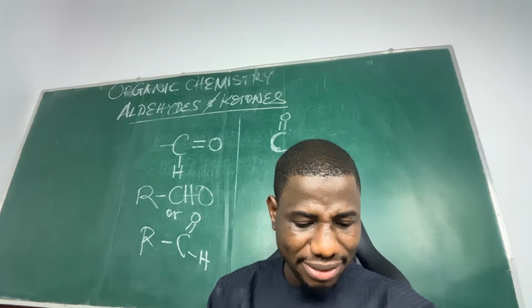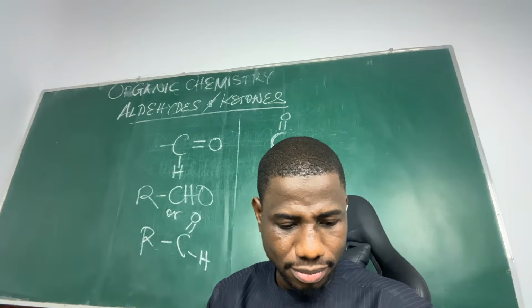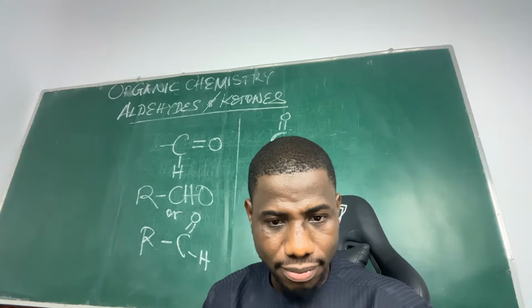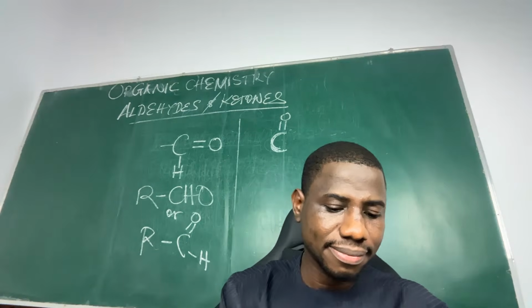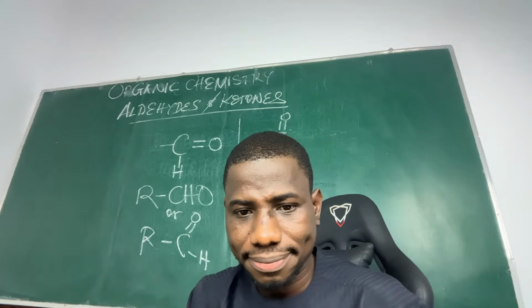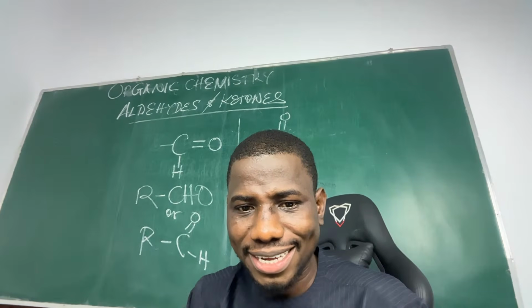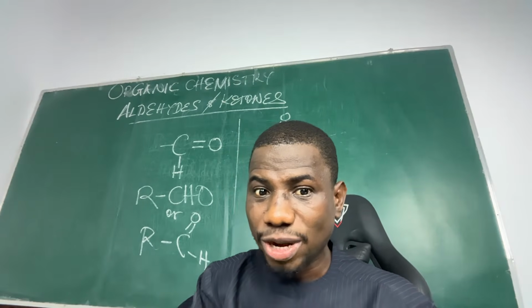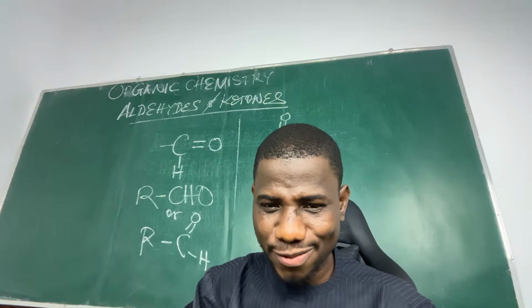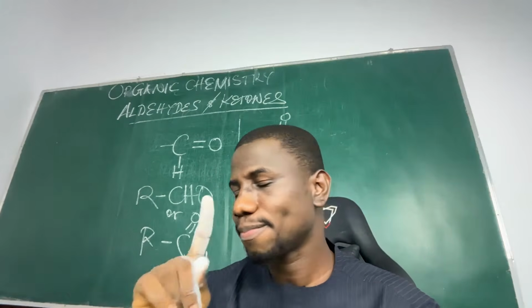A saturated aliphatic aldehyde is called an alkanal. You know what I mean by saturated? What they have is carbon to carbon single bond. They are saturated. Are you with me? Alkanal, from the word alkane. Are you with me? That's good.